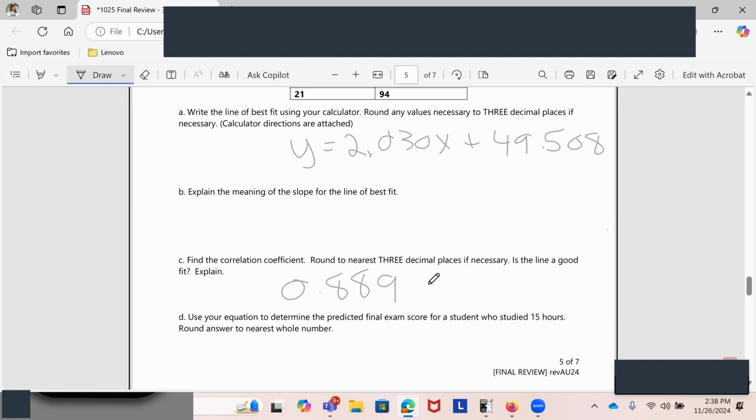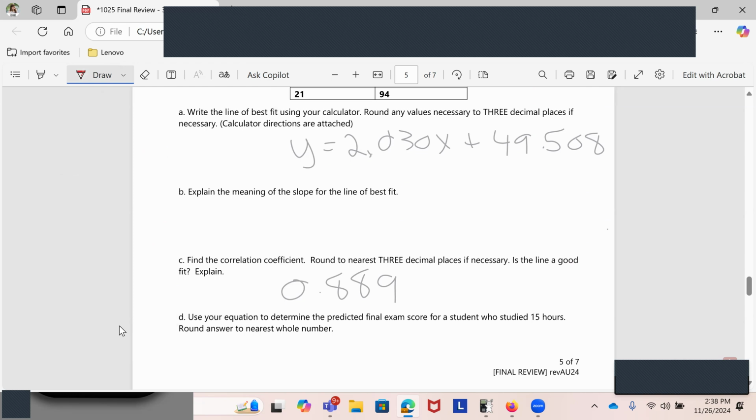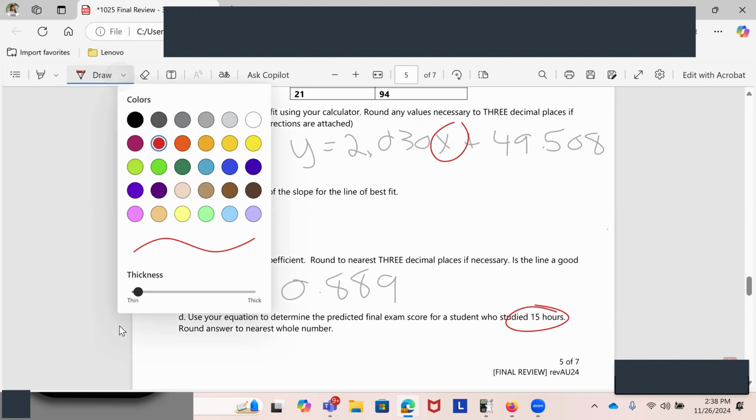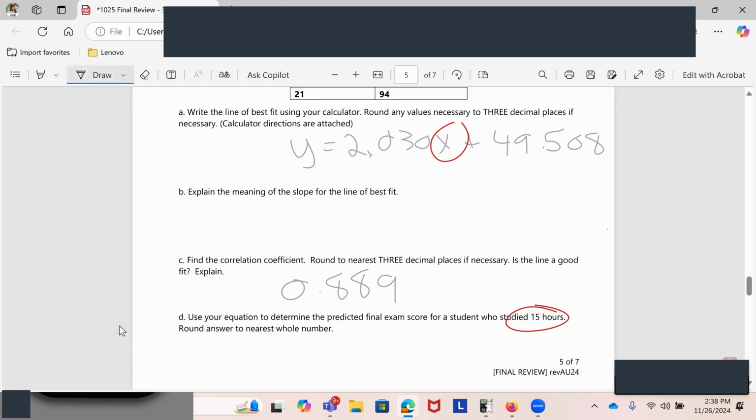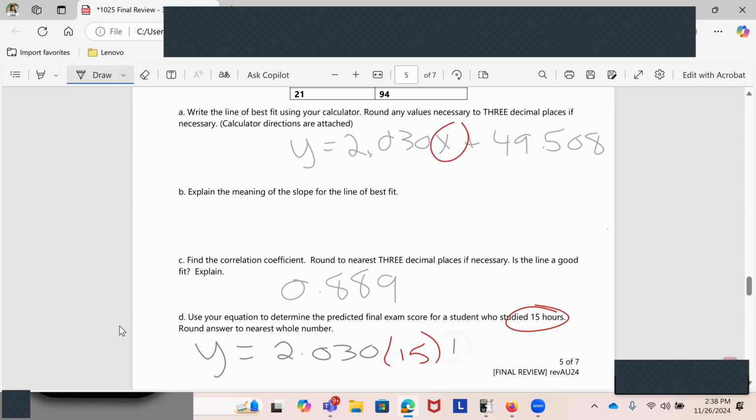And then I love that we put D in here because we're going to take that equation and use it. We have a student who studied for 15 hours. We're going to replace X with 15 and see how our student did. So their score will be 2.030 times 15 plus 49.508. Got my calculator.